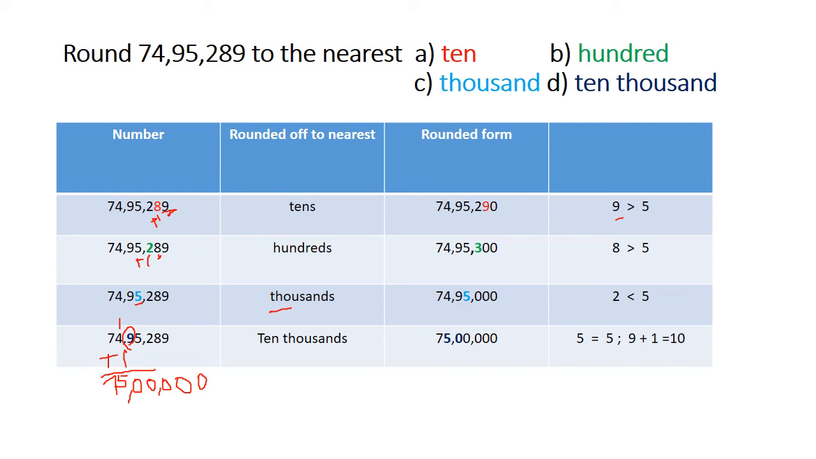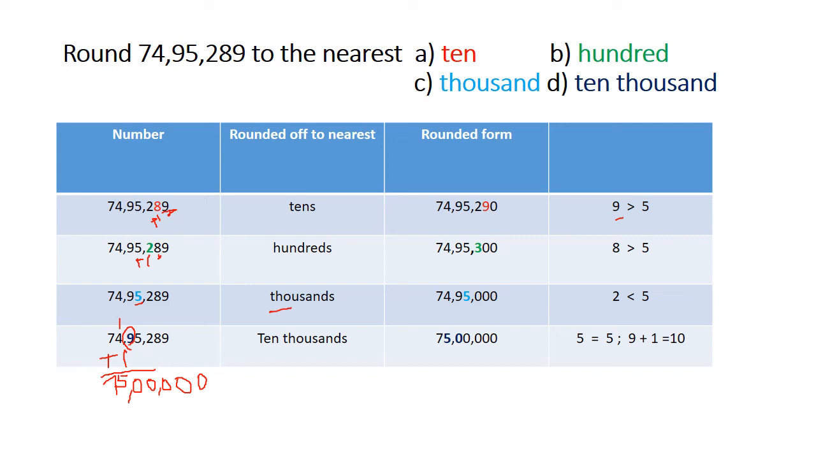It is 5 here. Next digit is 2. It is lesser than 5. So don't add anything. Keep the 5 at the thousands place as it is. Rest of the digits 00. You got your rounded number? It is 74,95,000.